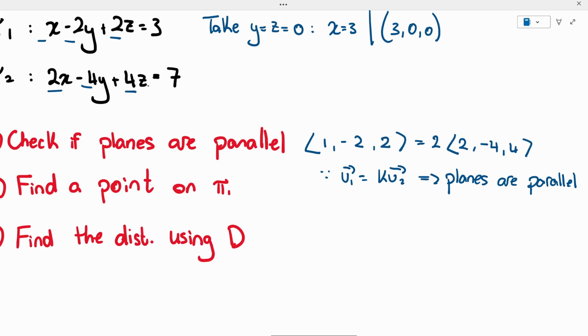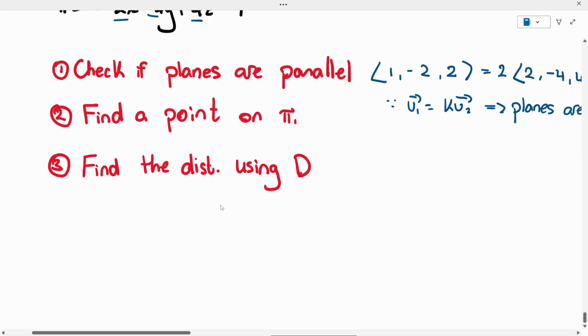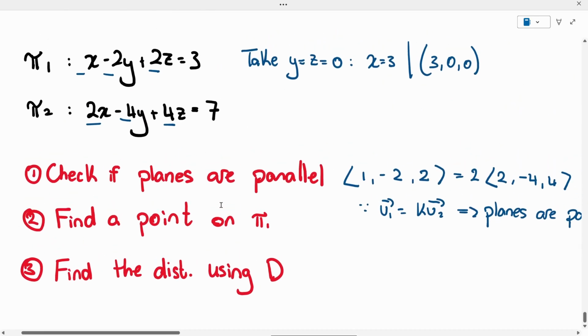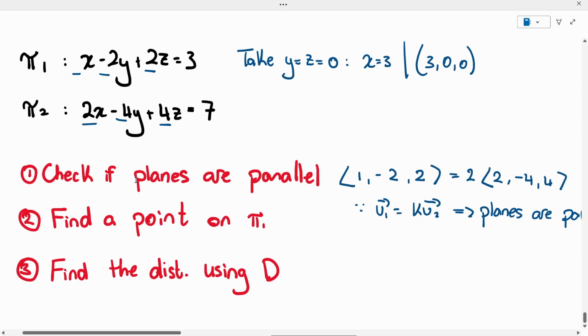You all had that, right? Parallel planes, great. So once the planes are parallel, now we just need to find a point on pi 1. Of course, we can find a point on any one of the planes, right? So for pi 1, let's use this point we found earlier, (3, 0, 0).